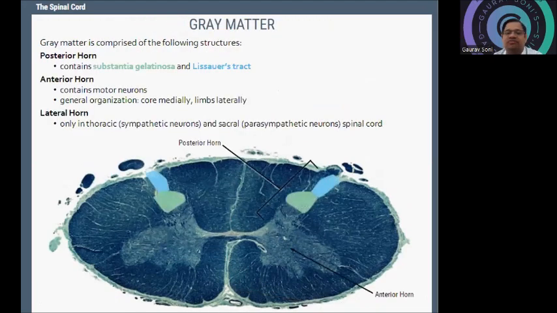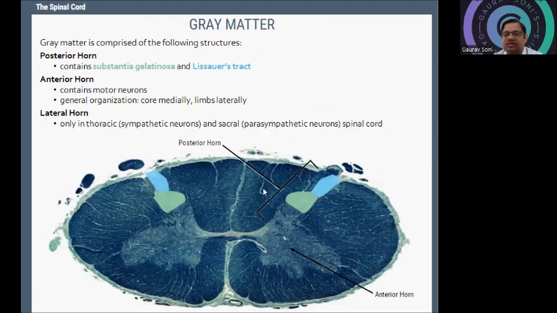Now, talking especially of the gray matter, the gray matter comprises the posterior horn, which contains the substantia gelatinosa and Lissauer's tract. The anterior horn contains the motor neurons, with a general organization of core medially and limb laterally. The lateral horn is present only in the thoracic region for sympathetic neurons and the sacral region for parasympathetic neurons.